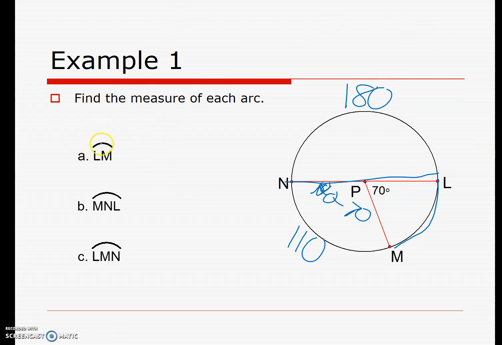Okay, so arc LM. What I told you before is that it's equal to the central angle of the form. So it's equal to this angle right here, which means it's going to be exactly 70 degrees.